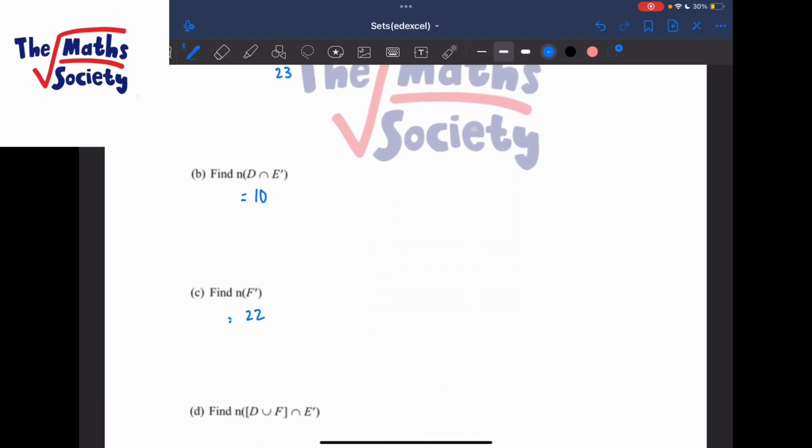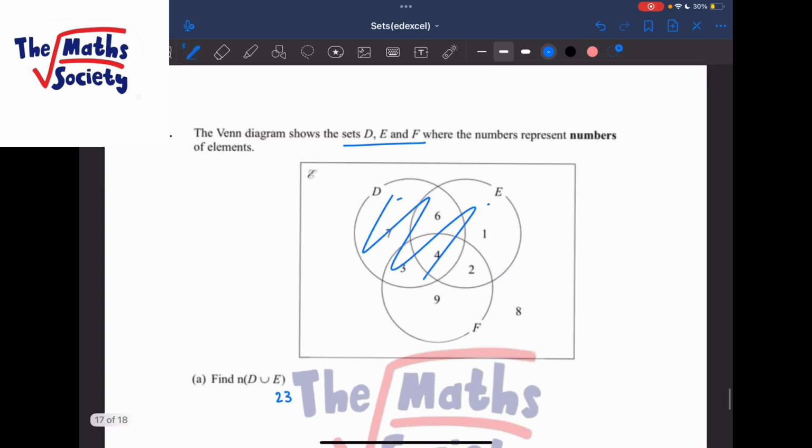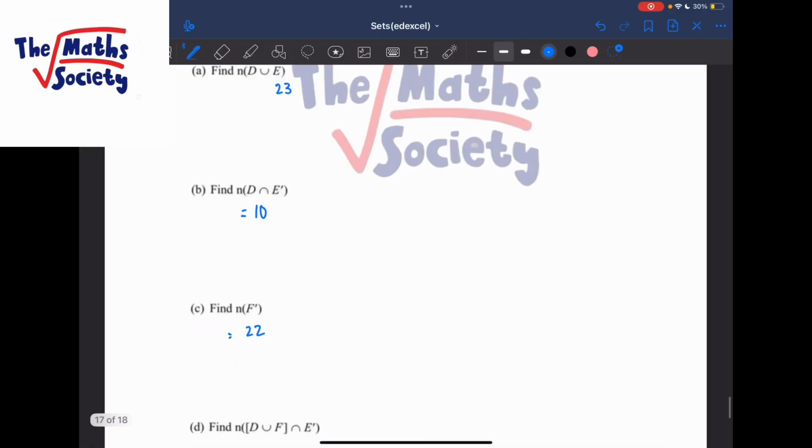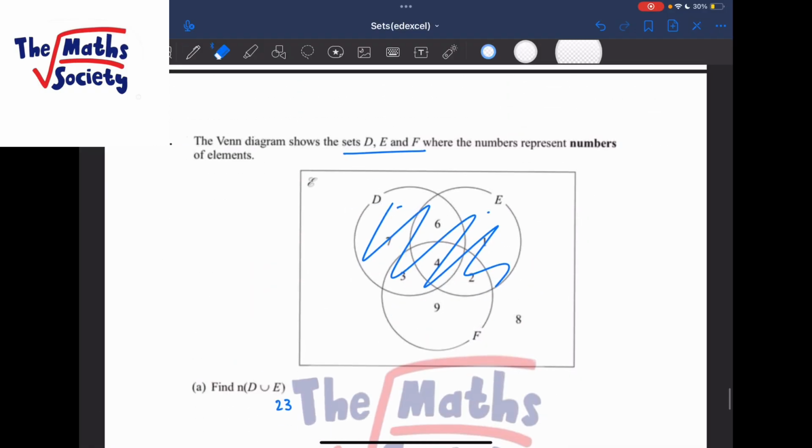And it says find the number of D union F first, that intersect with E prime. So that's not E, which is like this part. So it'll be 7, 6, and then 1, 7, 14, and then 8. So it's just going to be 19.